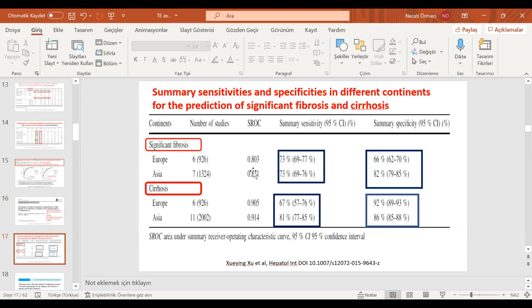When you look at the ROC cutoff levels, if you choose 0.80 in European patients, summary sensitivity is 73%. If you accept cutoff levels of 0.87 in Asian people, summary sensitivity is also 73%. However, specificity changes a little bit: in European patients 66%, in Asian patients 82%. About cirrhosis, in European patients, if you accept the cutoff level of 0.90, summary sensitivity is 67%, but in Asian patients 81%. But specificity is a little bit higher in European patients in this study.